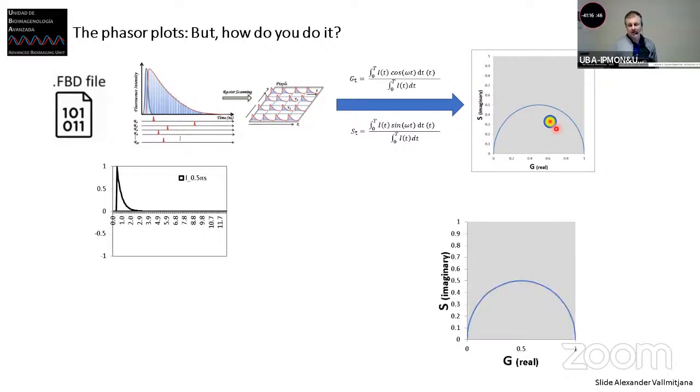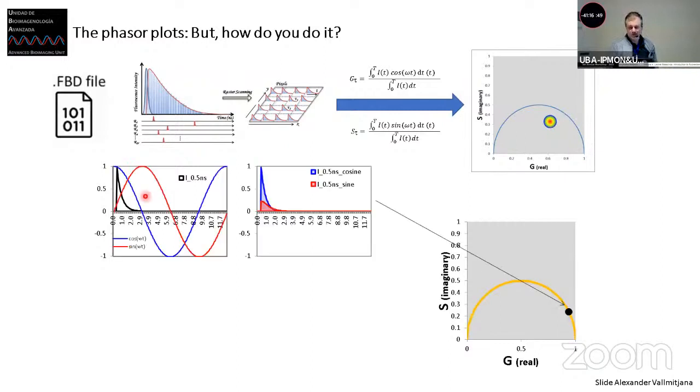But how is the calculation done? Well, if we have a fast decay and we multiply by this cosine or sine function, like this, you will have a modification of this decay. And if you integrate this, if you sum all these points, which is the numerator here, and you divide by the integral of the decay, you will have two coordinates. You will have g, which is the x, and you will have s, which is the y. And this will be a point. If this is on top of here, it means something. If this is inside here, it means something else.